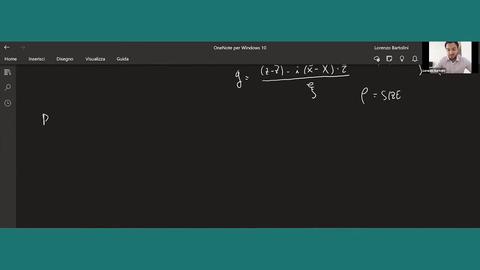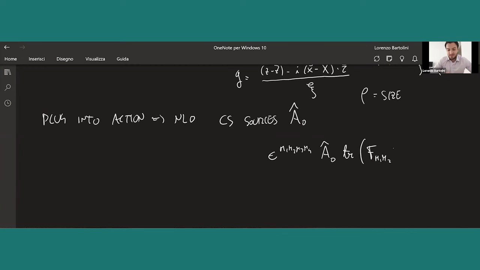So we use this as a trial. We plug it into the action, and we look at the next to leading order what happens, because we didn't solve all the equations of motion, we just solved the leading part. At next to leading order, the Chern-Simons term sources an abelian field A_0, because we have a coupling, if you remember, which is like epsilon M1 M2 M3 M4, and then we have A_0, and then we have a trace of F_M1M2 F_M3M4.